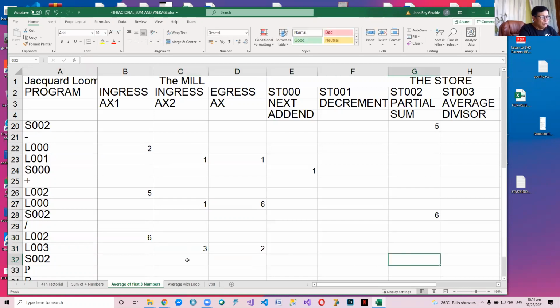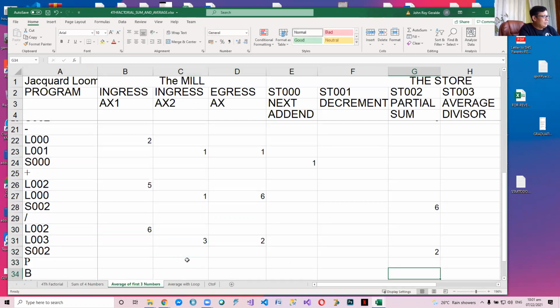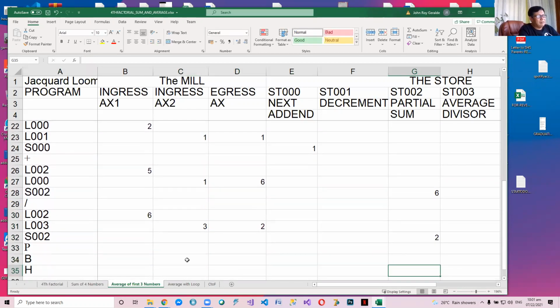And we store it to 2. So 2 is our answer. So we have a PBH. Okay, do you follow? The average of the first 3 numbers is 2. 3 plus 2 plus 1. Okay, 6 divided by 3 becomes 2.